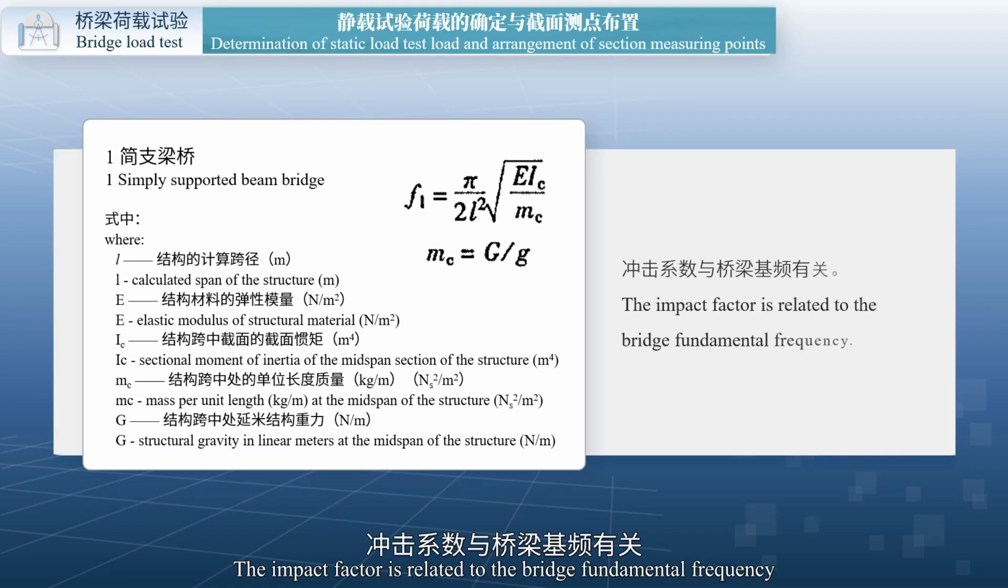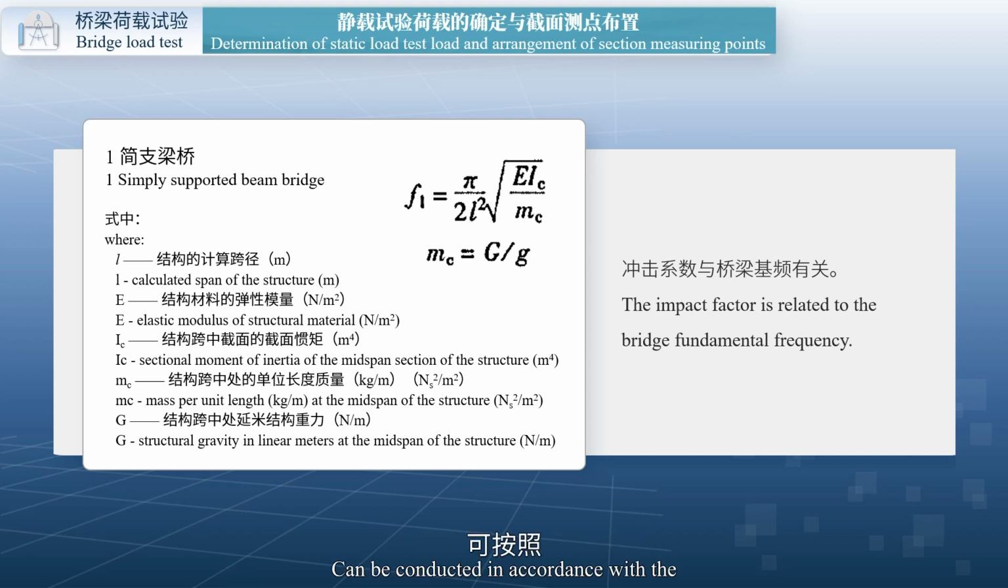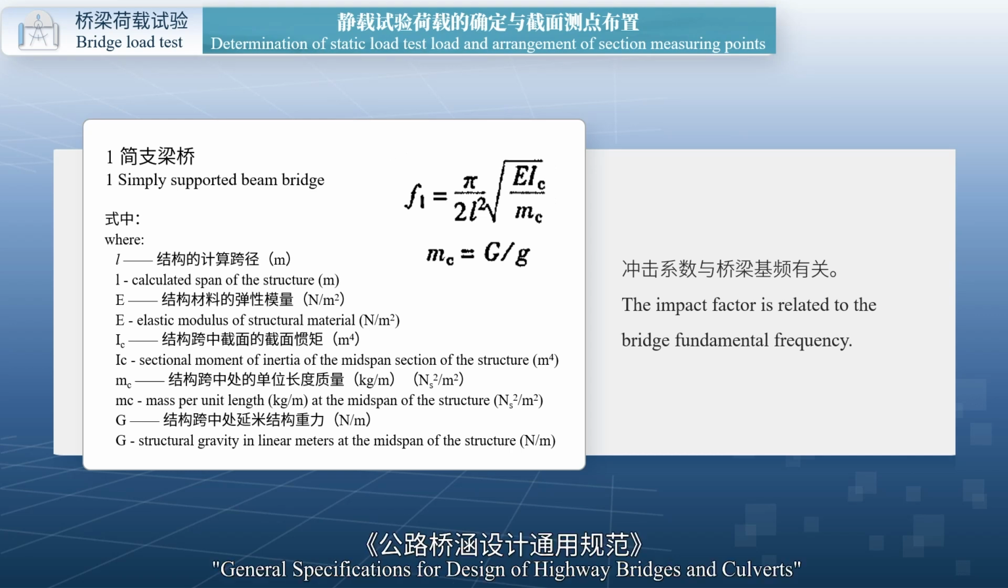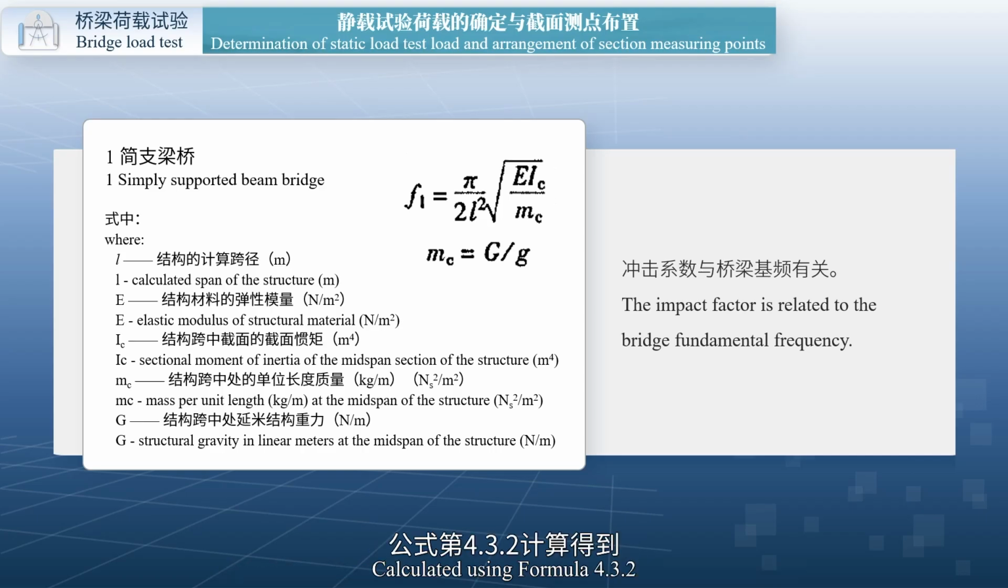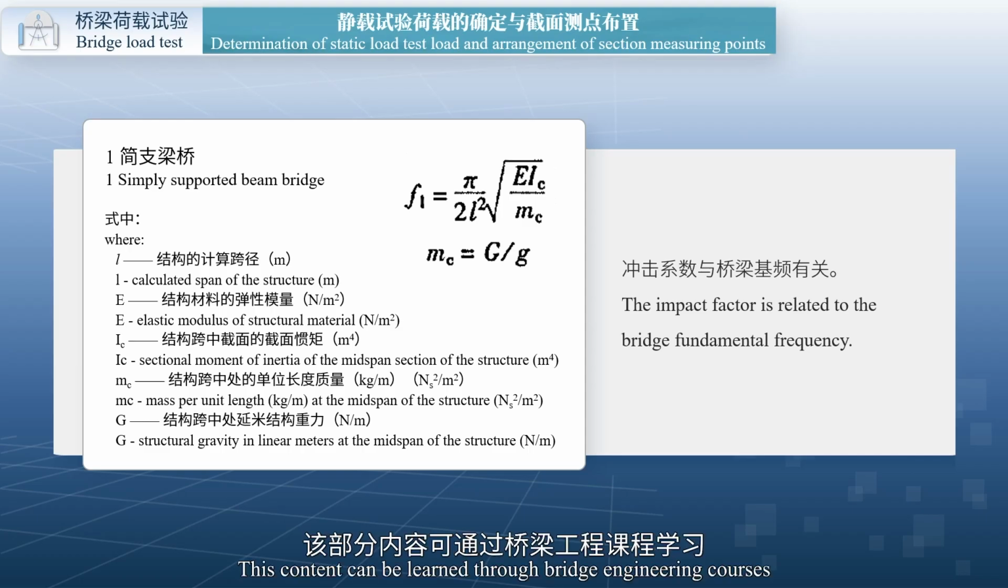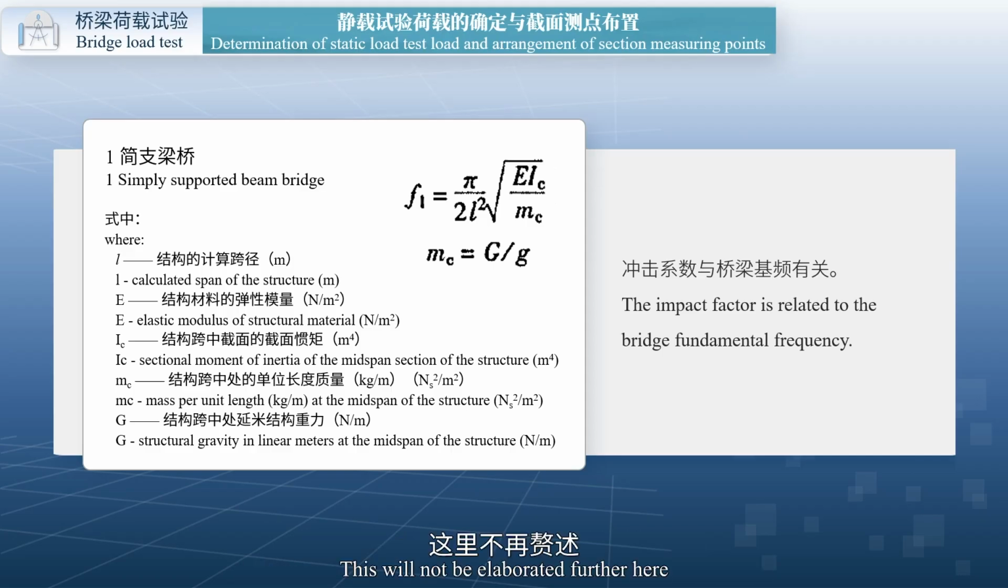The impact factor is related to the bridge fundamental frequency. It can be calculated in accordance with the general specifications for design of highway bridges and culverts, using Formula 4.32. This content can be learned through bridge engineering courses. This will not be elaborated further here.